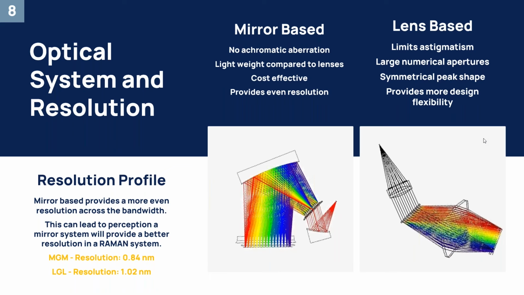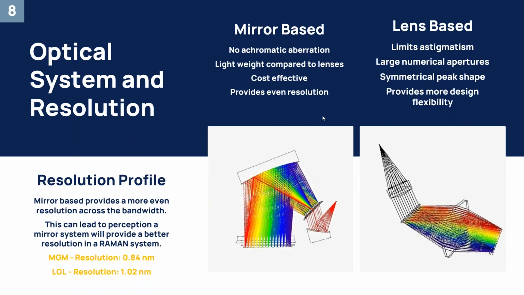And not always the case, but often you can get a nice even resolution across your full bandwidth from the spectrometer. It doesn't mean that the peaks are symmetrical, but the width, the full width half maximum of the peak, can be very consistent across a broad wavelength range.